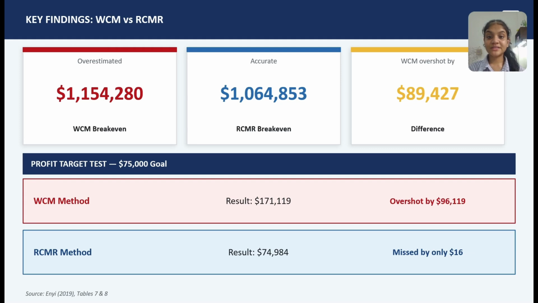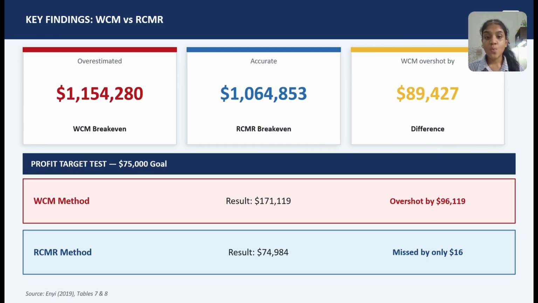Now, I will talk about the key findings. The results were striking. Using the WCM method, the computed break-even point came to $1,154,280, meaning the company would need to generate over $1 million in sales just to break even. But using the RCMR method, the break-even point was only $1,064,853, a difference of over $89,000.